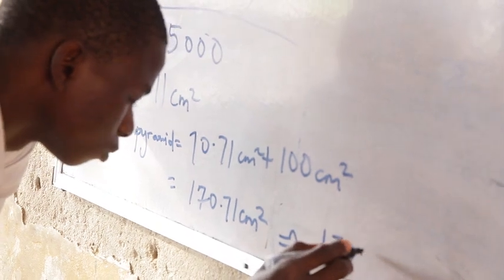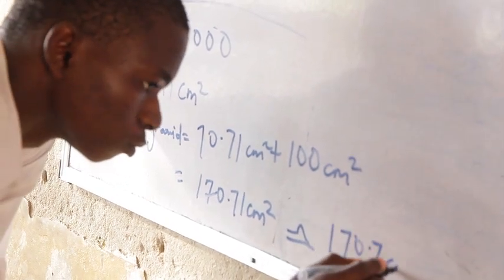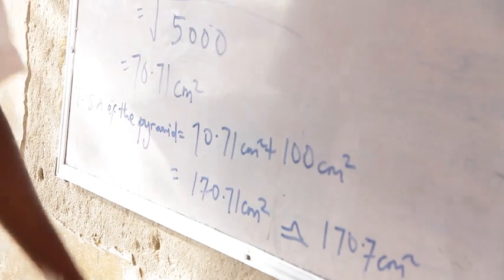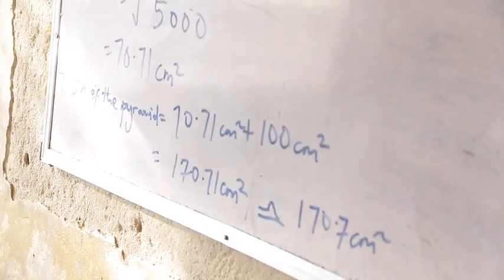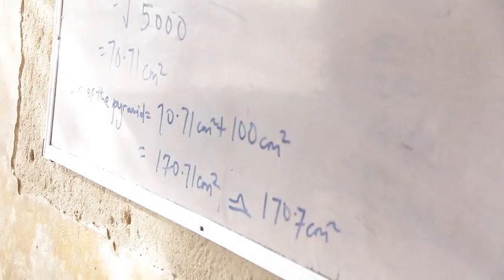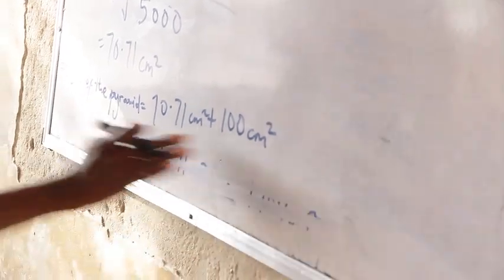Approximately 171. But let me ask you this. Do you think that should be the total surface area of that pyramid? Area of one triangle is 70.71.